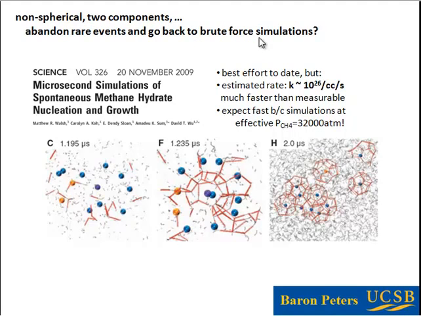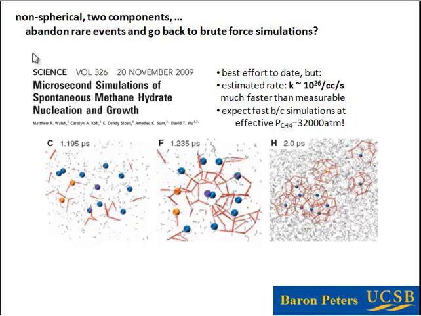Okay, so what people have done in many cases is to abandon rare events and go back to using brute force simulation methods. And in many cases, they're running their simulations at conditions where the system is so highly driven, the driving force is so large for nucleation, that nucleation will actually happen in just tens of nanoseconds of waiting time, even though the observation volume is only hundreds of cubic nanometers. Okay, so this is just astronomically fast.